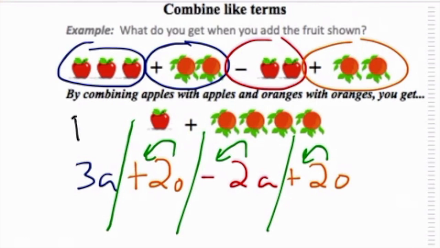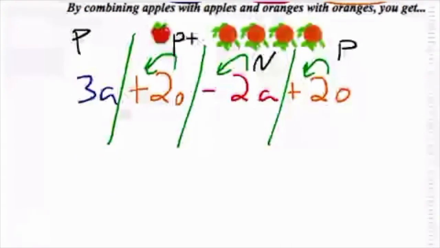So that 3a is a positive. That 2o is a positive. That negative 2a, right, is a negative. And that positive 2o is a positive, right? A lot of you would think this was a positive 2, but it's not. That minus sign, we're going to treat that like a negative. It makes our calculations much easier.